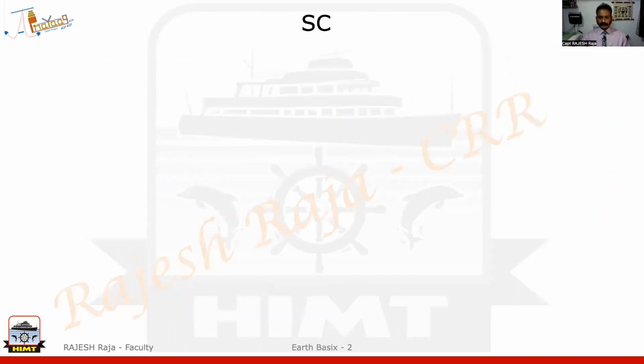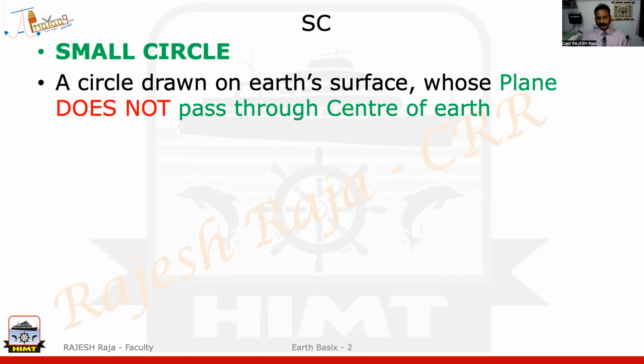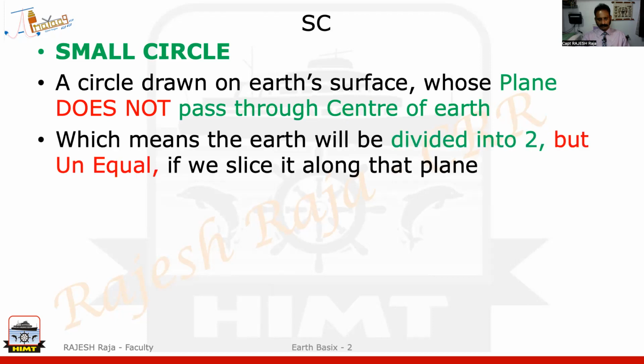Now, once we are done with GC, let us go to a small circle. Then what do you mean by a small circle? Again, a small circle is also a circle drawn on the surface of the Earth. But this time, if I take the knife and pass it through that circle, please remember that knife is not going to pass through the center of the Earth, which means that I'll still have two pieces of that orange, but they will be unequal.